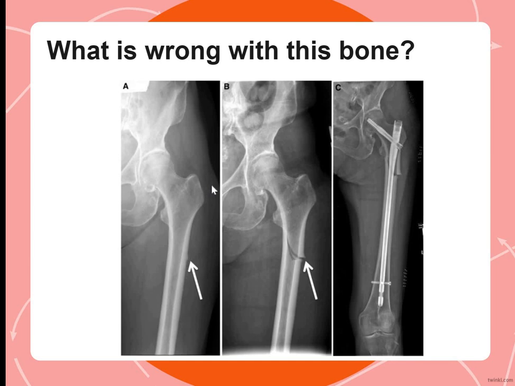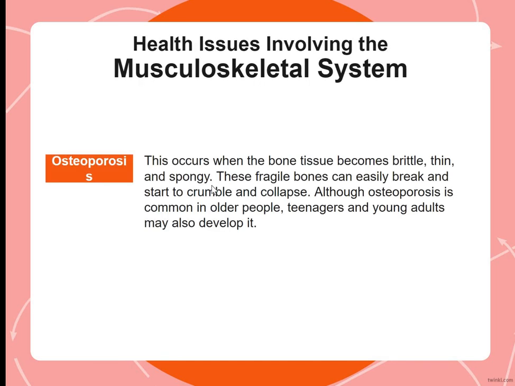So here, this is osteoporosis. What's osteoporosis? Osteoporosis occurs when the bone tissue becomes brittle, thin and spongy. So the calcium inside the bones will dissolve over time, so the bones will be weak and spongy. It's common in older people, but teenagers and young adults may also develop it. So all stages may suffer from osteoporosis.